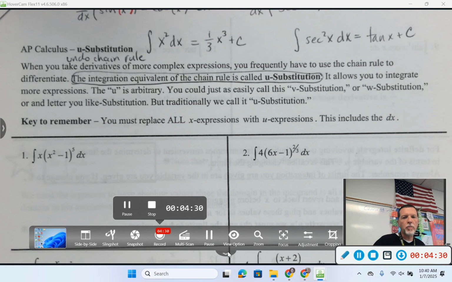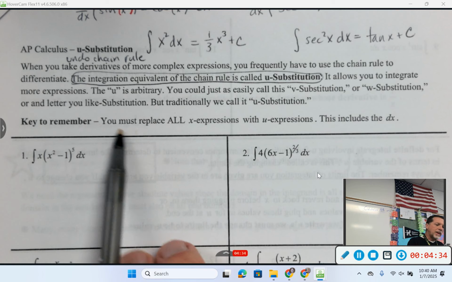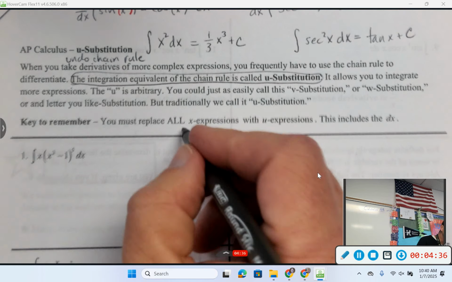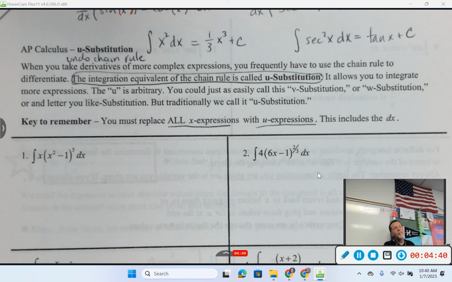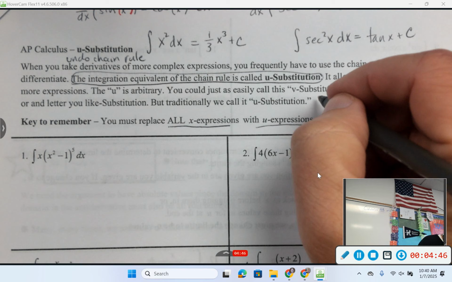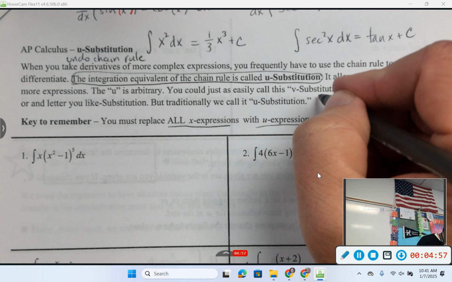Okay, so back to U substitution. It allows us to go backwards. The key thing is that you have to replace all x expressions with U expressions. So all the x's have to be gone and replaced with U stuff. The most important step of U substitution is picking U correctly. So you have to know how to pick U, and the best way is just more practice, practice, practice.